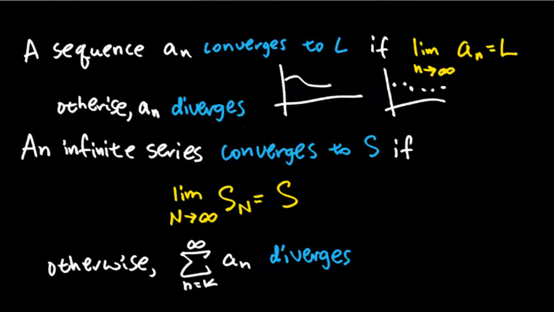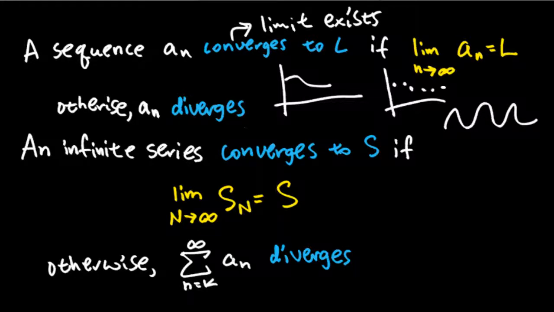If a sub n doesn't converge to something, then it diverges. It doesn't get close to a number, it just gets away from any number, or it could oscillate, like going up and down. Converging is the same thing as the limit existing, or at least the same concept. And diverging means the limit does not exist, or at least the same concept.